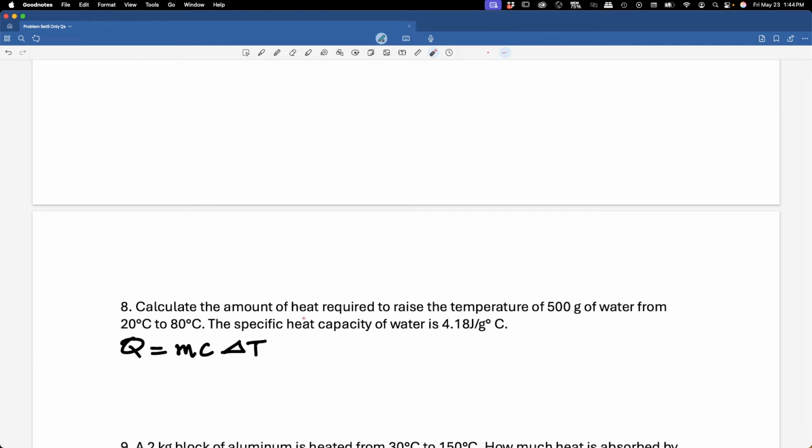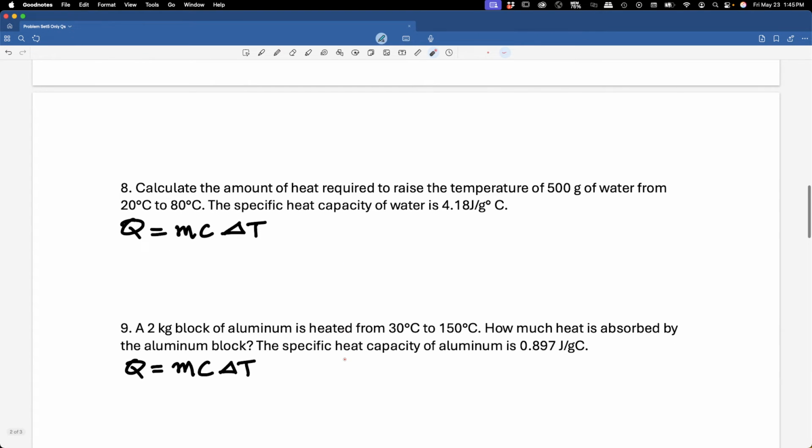8 is different. Calculate the amount of heat required to raise the temperature of 500 grams of water. So you're given the mass in grams, from 20 to 80. So you have the change in temperature, which is 60. So you have that, you have that. The specific heat capacity of water is 4.18. Look at the units. Joule per gram Celsius. That means you can have mass in grams because this is in grams. All you got to do is multiply those three quantities and you get the answer in joules.